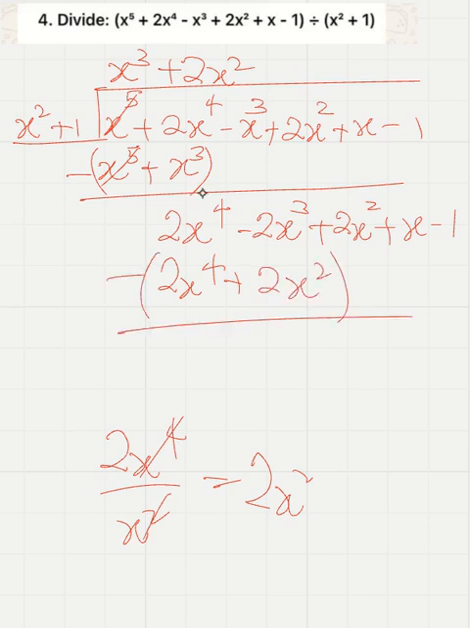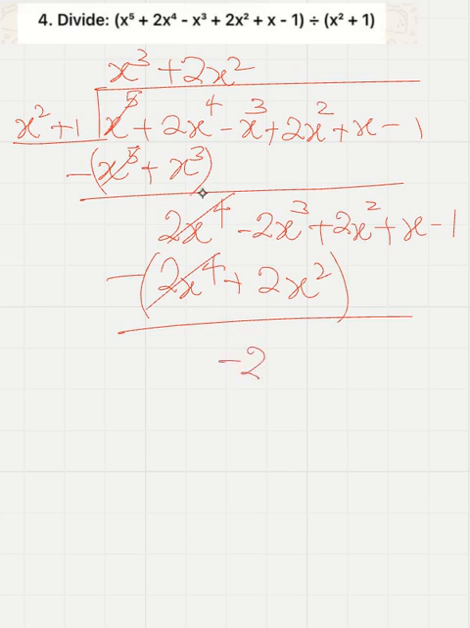Again, we subtract these like terms. 2x to the power of 4 minus 2x to the power of 4 is 0. Minus 2x to the power of 3 does not have a like term here, so I'm going to bring it down with the sign, minus 2x to the power of 3. Then 2x to the power of 2 minus 2x to the power of 2 is 0, right? And then we bring the other terms down, plus x minus 1. Are you following?